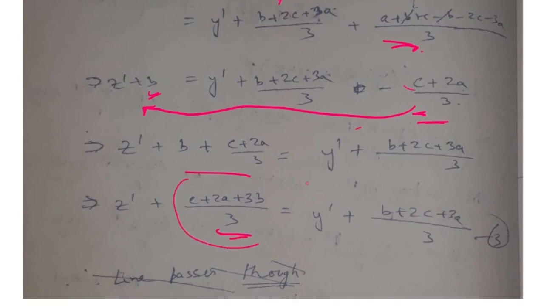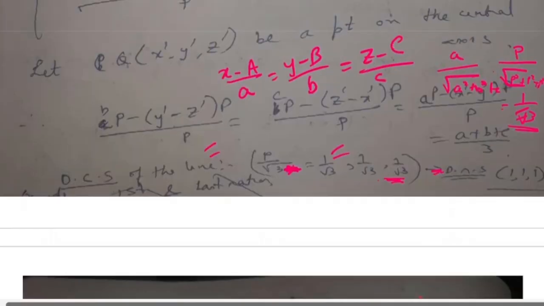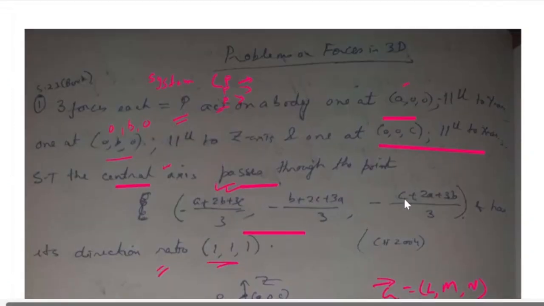So see, this is nothing but minus of (minus 3c plus 2a plus 3b), and this is minus of (minus b plus 2c plus 3a) by 3. Okay, this let me put simply because this minus is as a whole. So this is again the z component of this given point, the point we are supposed to show lying on the central axis. See this point, this one. So this is done. We have proved that this line is passing through a point which has y component this one, z component this one.